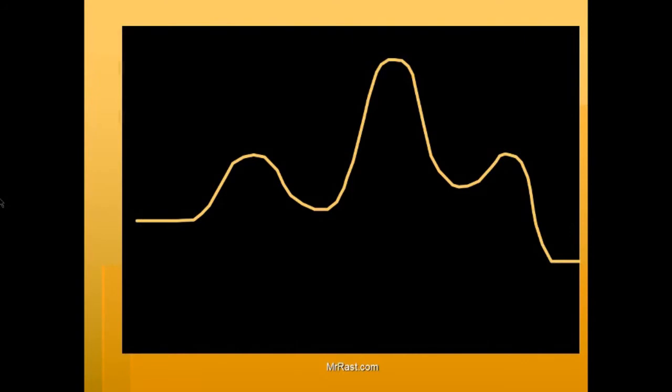Let me illustrate this for you here. So in this situation here, we have a reaction mechanism. So before I just had one bump, and then it was the product.